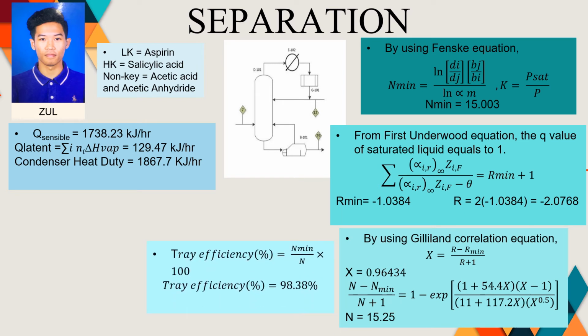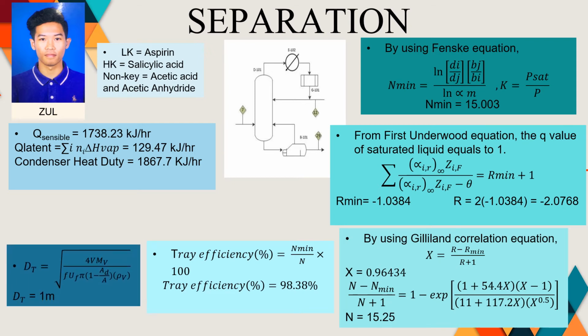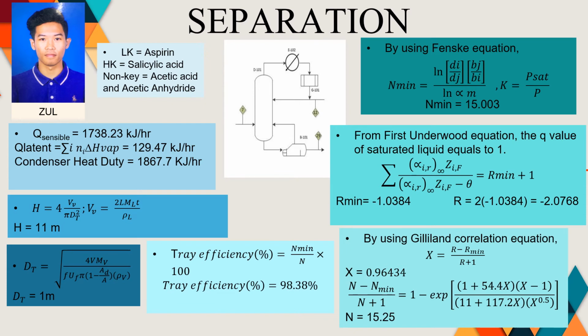The tray efficiency is 98.38%. We calculate by N min over N times 100. After that, we calculate the diameter of the tray by using this formula. The diameter is 1 meter. The last one, we find the height of the column. We use this formula and get the height is 11 meter.